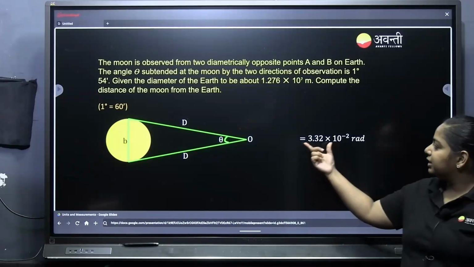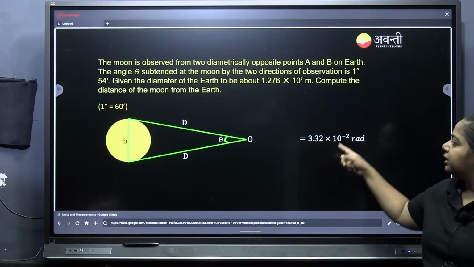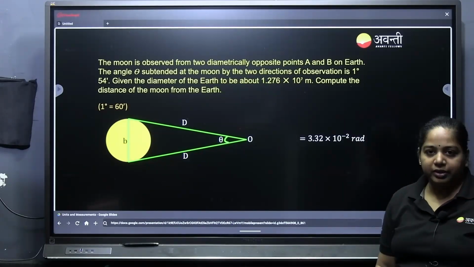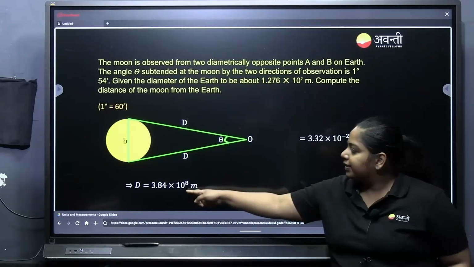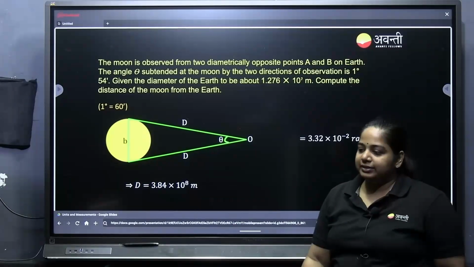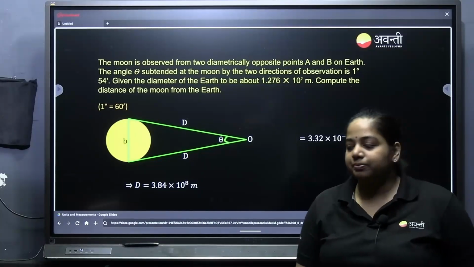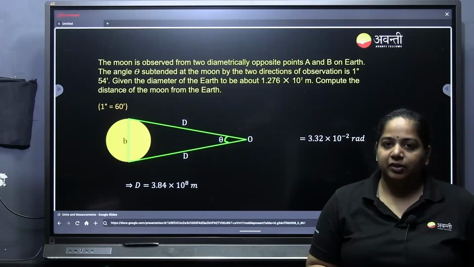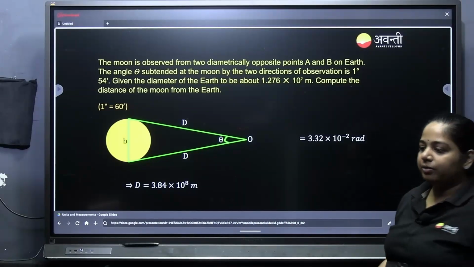Now you see, the conversion of 114 minutes will be equal to 3.32 into 10 to the power minus 2 radian. I hope you got that value. And the distance we will get is 3.84 into 10 to the power 8 meters. Did everybody understand how to do the calculation? First make sure that you converted everything into SI units, then use the known formula to calculate what is required.